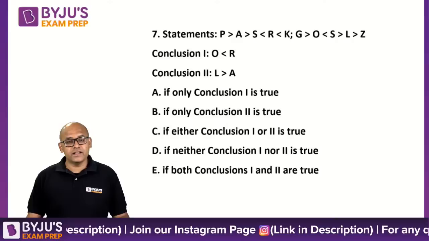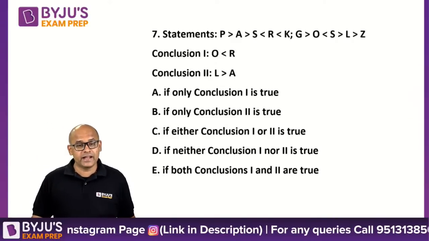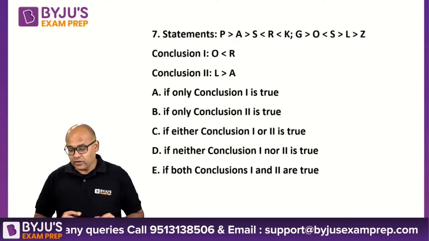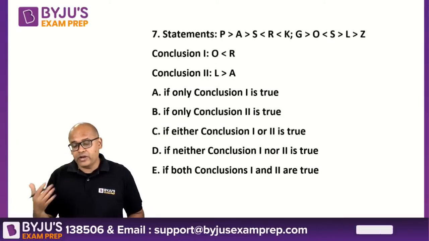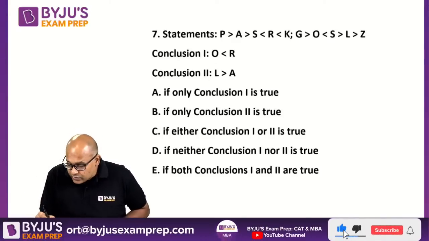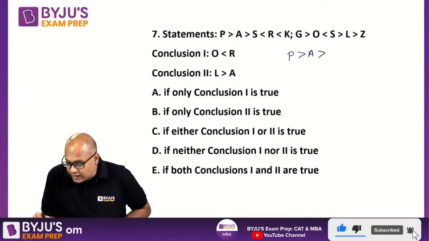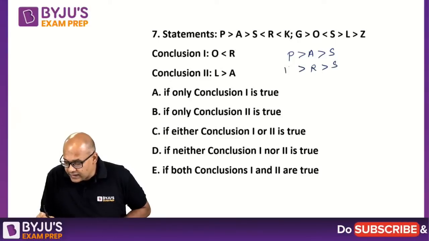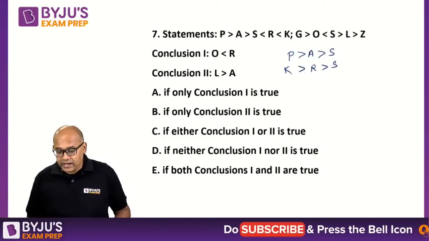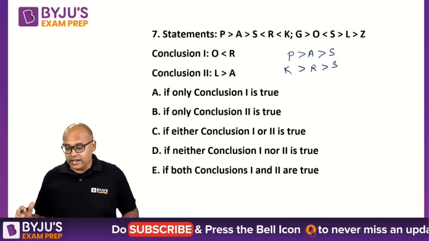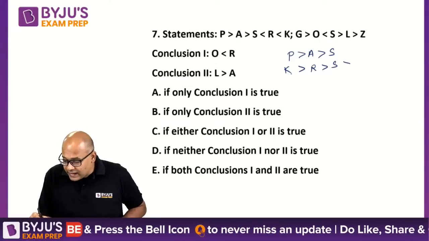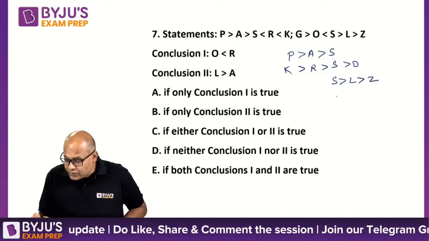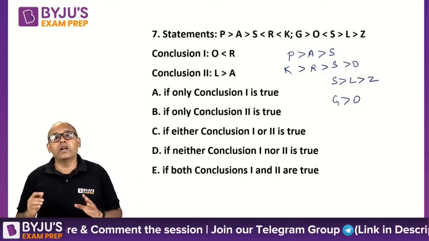Okay, lot of answers, mostly A's, few D's here and there. Let us see, is it option A or D? I got few D's also coming the way. So let's see which is the correct answer. Once again, I will make sure that I write everything in either ascending or descending. So I will start with P greater than A greater than S and R is greater than S and K is greater than R. Okay, so I have P greater than A greater than S and K greater than R greater than S. Now when you're talking about S, S is greater than O and S is greater than L and L is greater than Z and I have G greater than O. So this is what has been given to us.